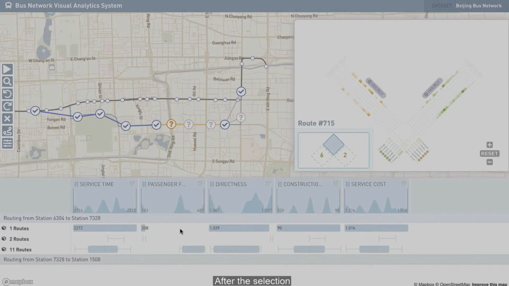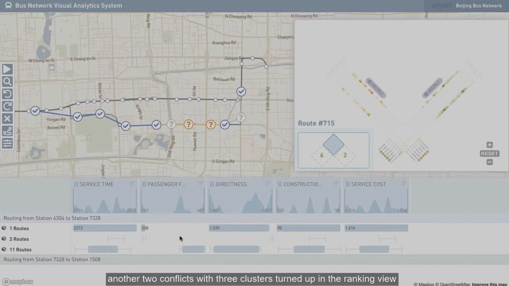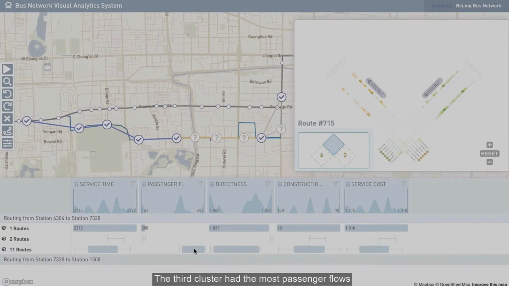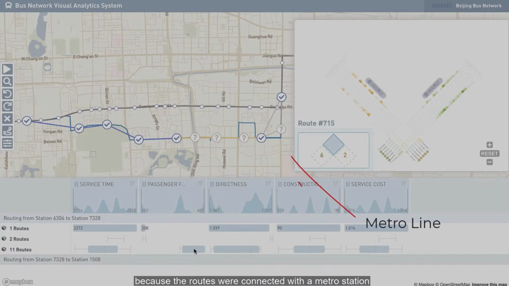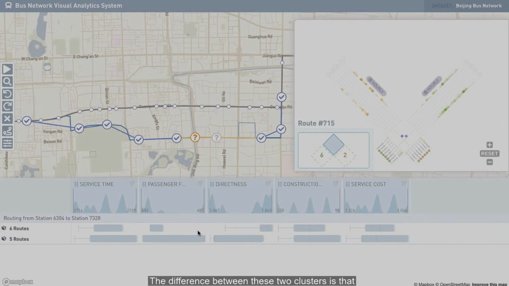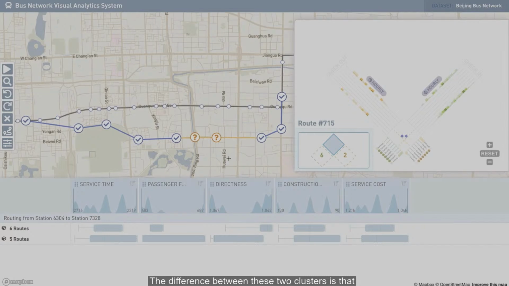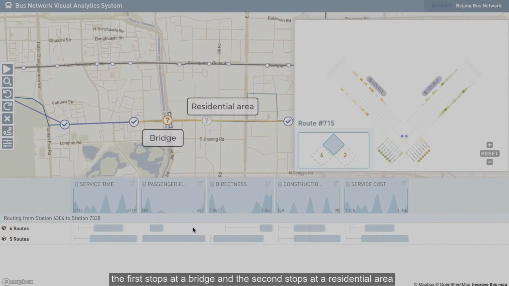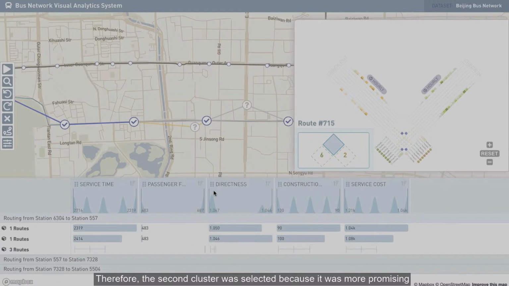After the selection, another 2 conflicts with 3 clusters turned up in the ranking view. The third cluster had the most passenger flows because the routes were connected with a metro station. Hence, we proceeded with this cluster. As the decision-making process continued, we obtained 1 conflict with 2 clusters. The difference between these 2 clusters is that the first stops at a bridge and the second stops at a residential area. Therefore, the second cluster was selected because it was more promising.